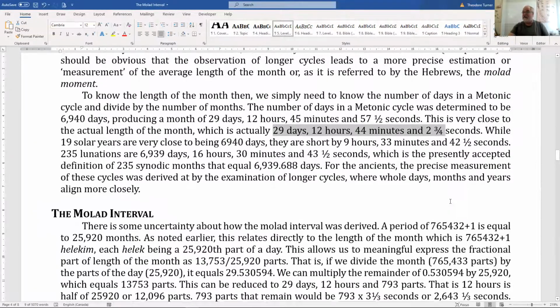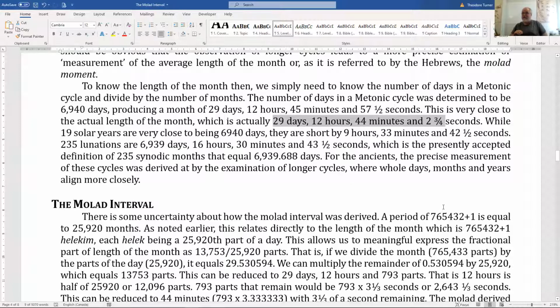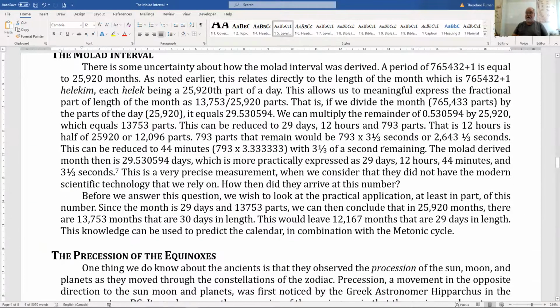So this idea of the Metonic cycle, which is this 19-year cycle, you can see that it's pretty close. If you just take 6,940 days and divide it by 19 years, you're going to get this math that shows that it doesn't line up precisely. Okay? So how do we deal with that? How do we address that?